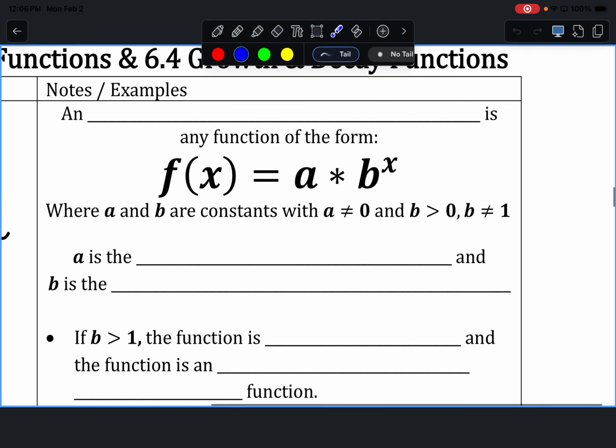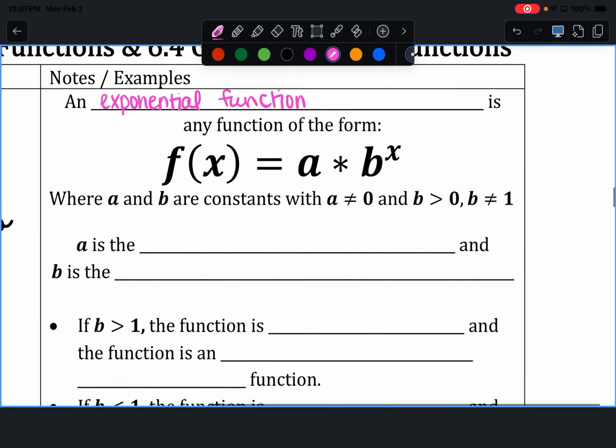An exponential function is any function in the form f of x is equal to a times b to the power of x. Okay, so when we look at this, a and b are constants, so they're just numbers, where our variable is going to be in the exponent. Okay, a can't be 0, b is going to be bigger than 0 and not 1.